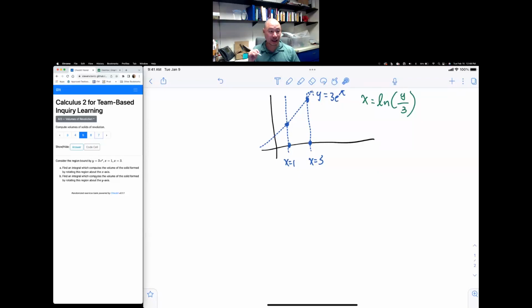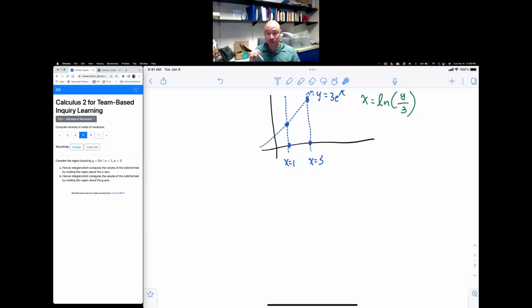Now, for the first part of this problem, we are going to compute the volume of the solid generated if we rotate this region about the x-axis. So it'll come down here and it'll form like a little disk thing like that.